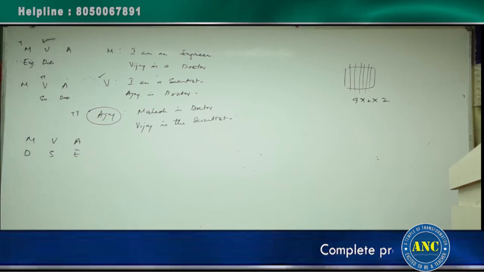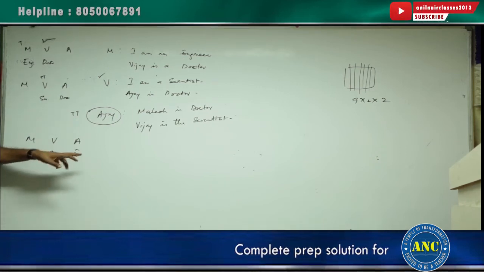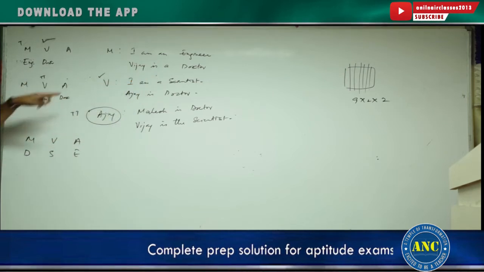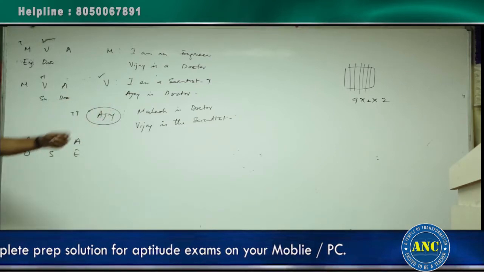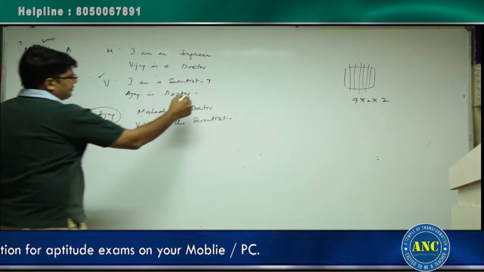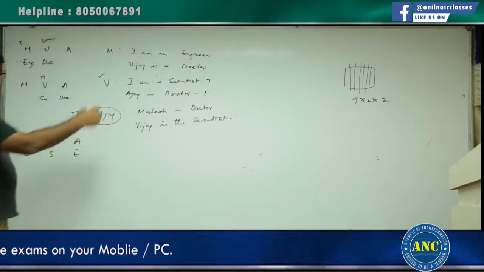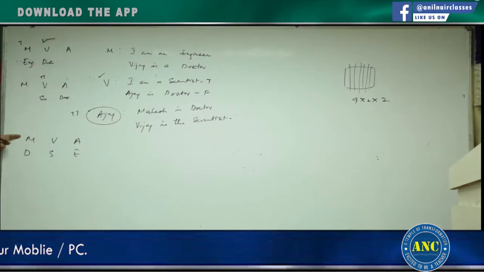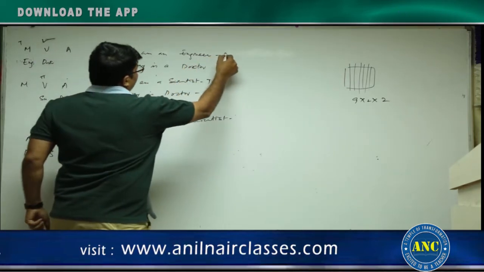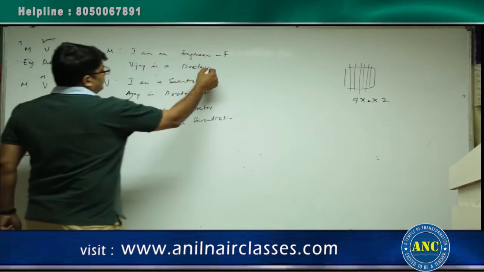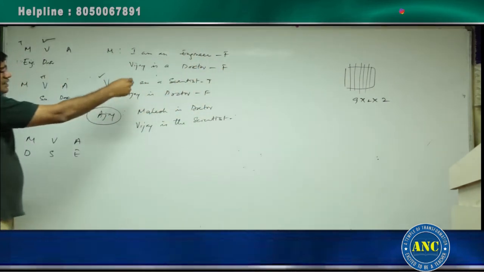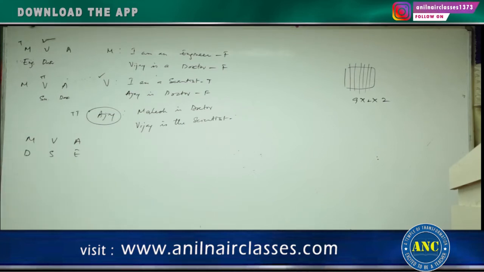But if you want to cross-check, let's do that quickly. Vijay says I am a scientist. That's true. Ajay is a doctor. False. He's consistent. Let's go to Mahesh. I am an engineer. False. Vijay is a doctor. False. He's a liar, and this guy is the alternate guy. That's it.